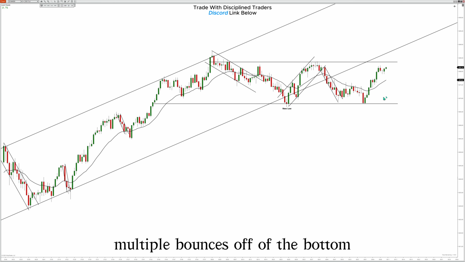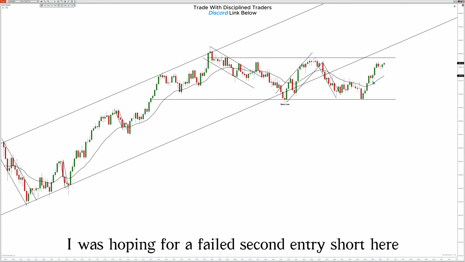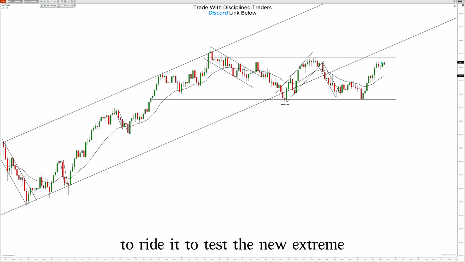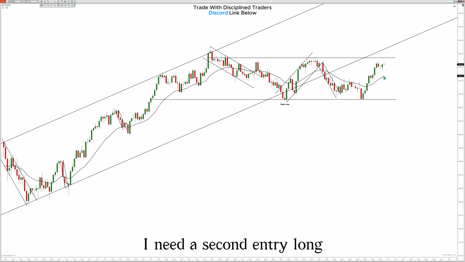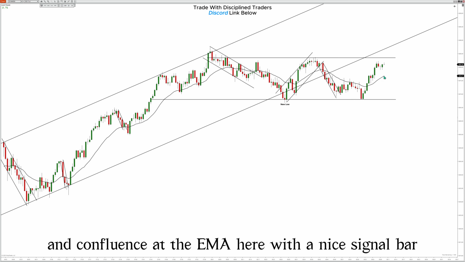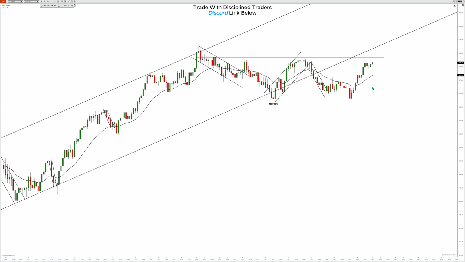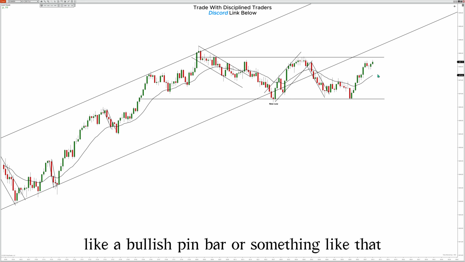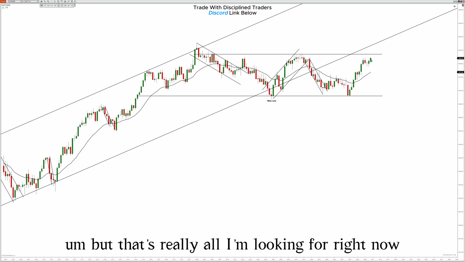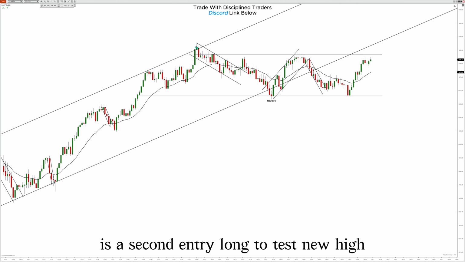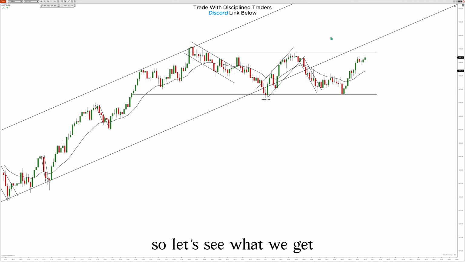Multiple bounces off of the bottom. I was hoping for a failed second entry short here to ride it to test the new extreme, but now that we've pushed this far above EMA, I need a second entry long. We need to find good support and confluence at the EMA here with a nice signal bar, like a bullish pin bar or something like that, a good high tier signal bar. But that's really all I'm looking for right now, is a second entry long to test new high. So let's see what we get.